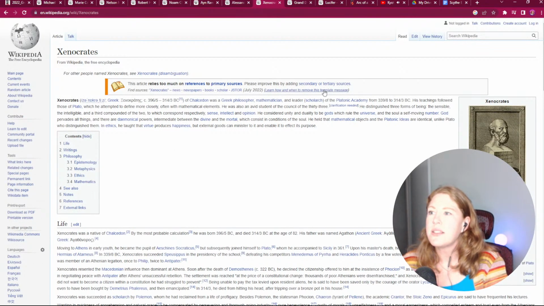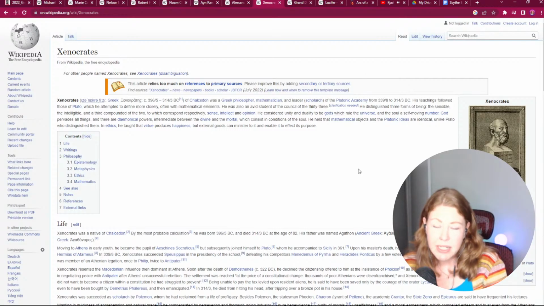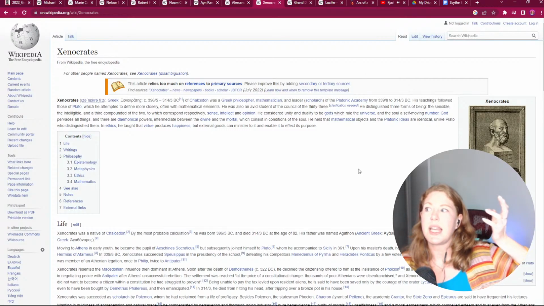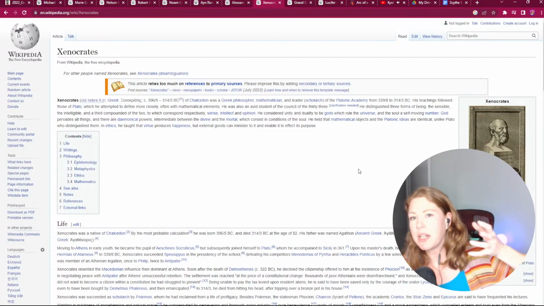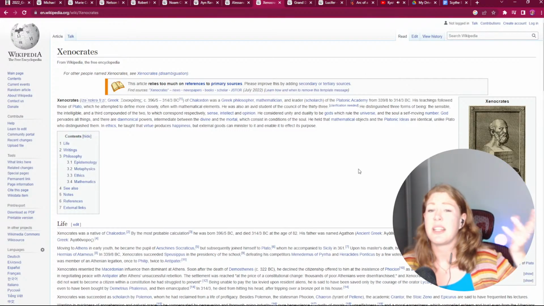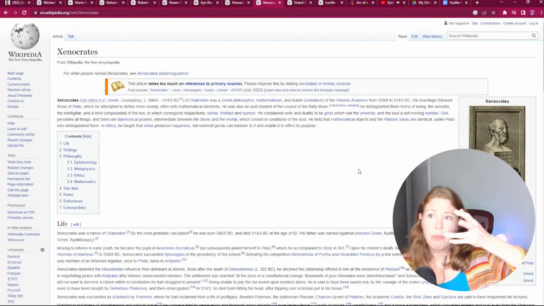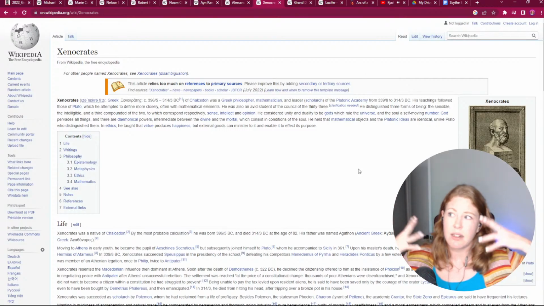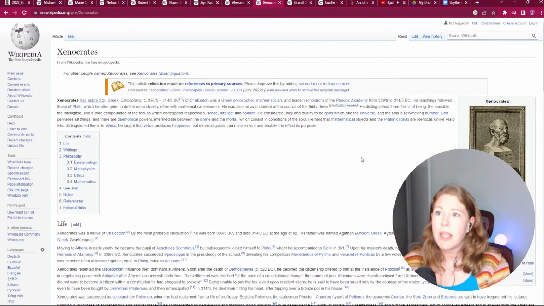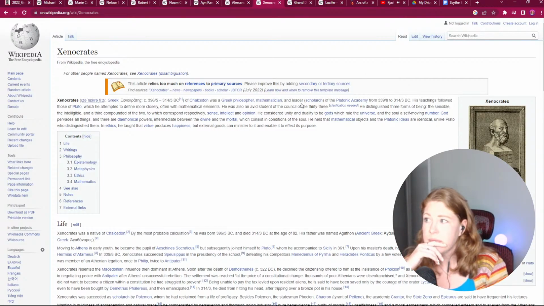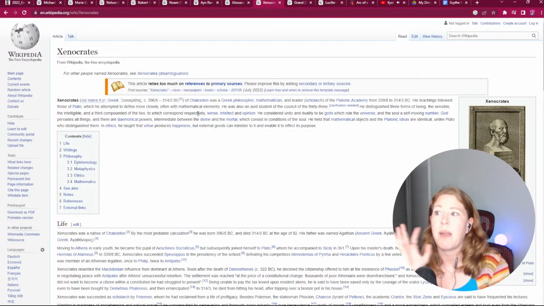Okay, so Xenocrates is a Greek philosopher and mathematician. He was a leader, a scholarch, of the Platonic Academy. So he was a student and then became leader of the Platonic Academy, the academy of Plato, who was a student of Socrates. These are all people who passed down their knowledge in the Greek philosopher world. Xenocrates's teachings followed Plato, which he attempted to define more closely, often with mathematical elements. So he was very much focused on math.